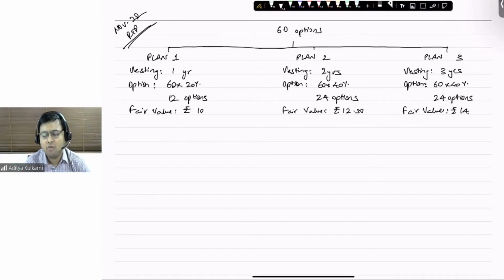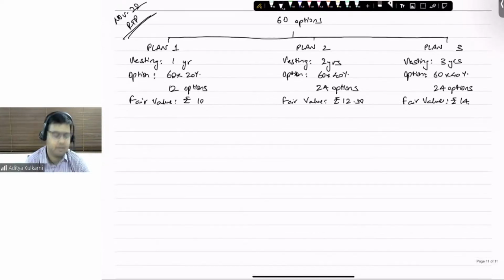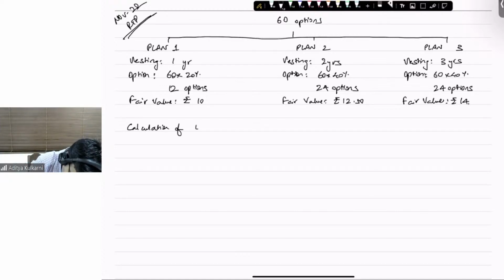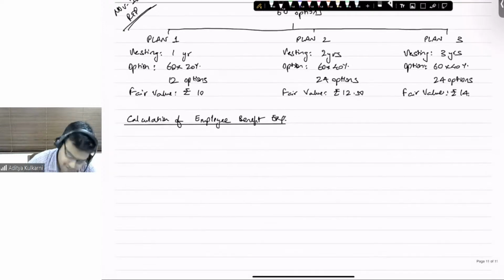We are explaining how the plans move over the 3-year period. Okay. So now let us proceed to calculate the employee benefit expenses. Calculation of employee benefit expenses. So we will be having, look at the presentation first. Accordingly, you can make the columns. Plan 1, year 1.